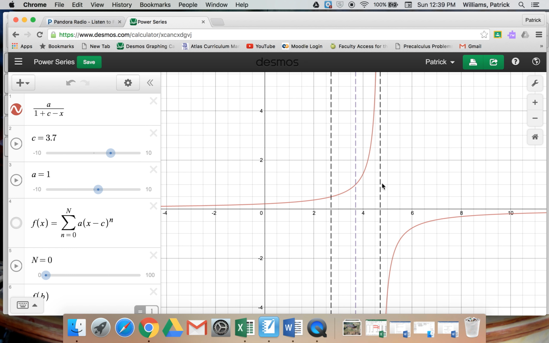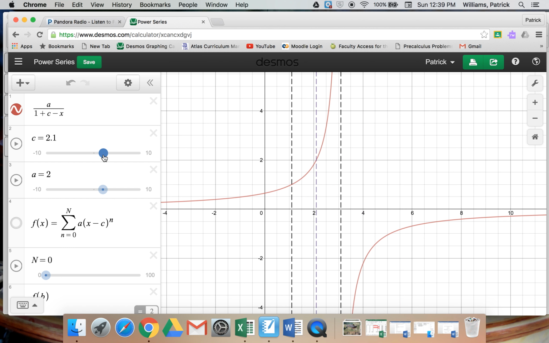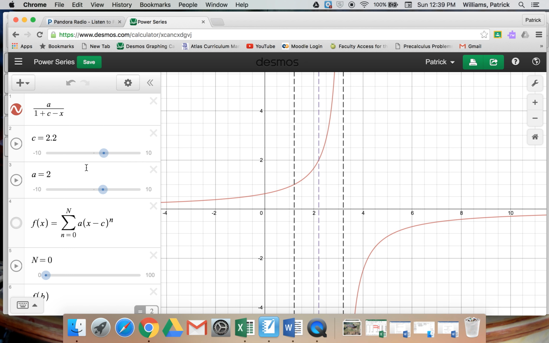But what you notice is there are these two dotted black lines and this one dotted purple line. The dotted purple line is the line x equals c. So that's what we're centered around. And these two dotted black lines represent our interval of convergence. Notice they are one unit away from each other. That's that one radius of convergence that we have. This value a, that's just something else in the function. It can be used to change the red line if we want to do that, but let's just keep it at that value. But really what I want to do is mess around with moving this value of c around, all right?